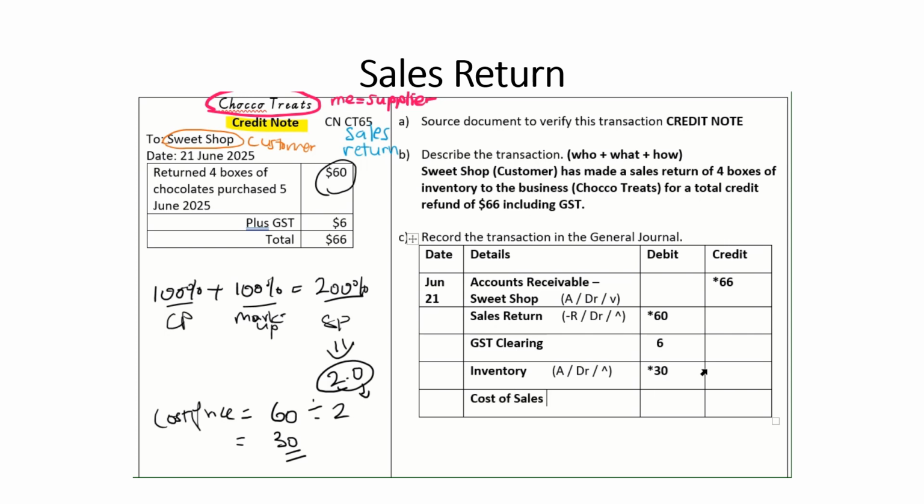The cost of sales, it's an expense debit going down because we need to reverse the cost of sales that was previously increased when we first made the sale. But since this is a sales return, the cost of sales is therefore decreasing by the cost price of $30.